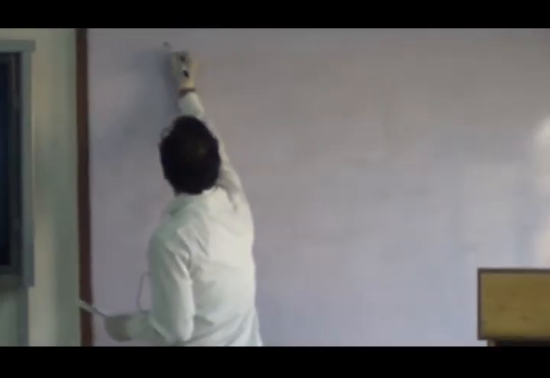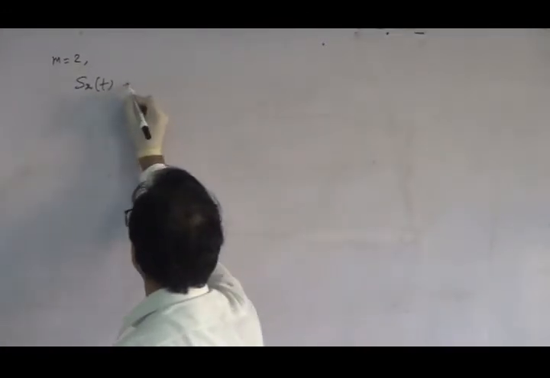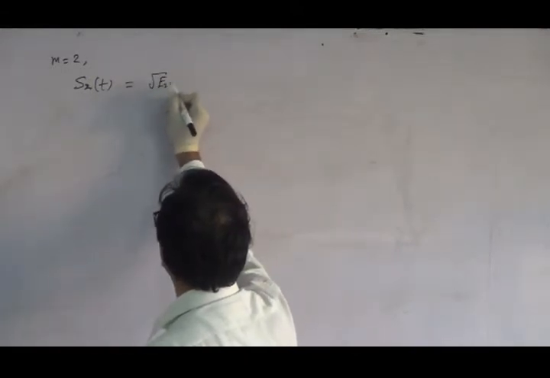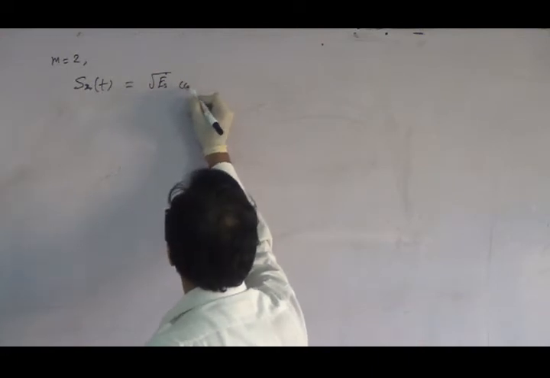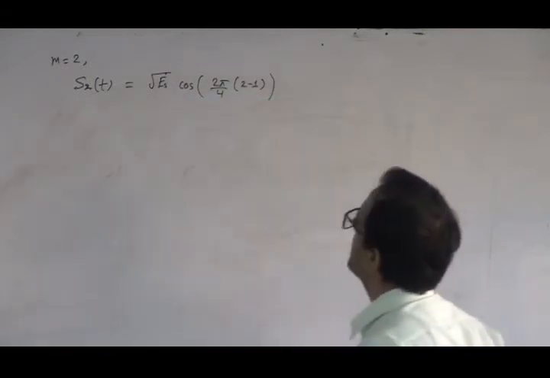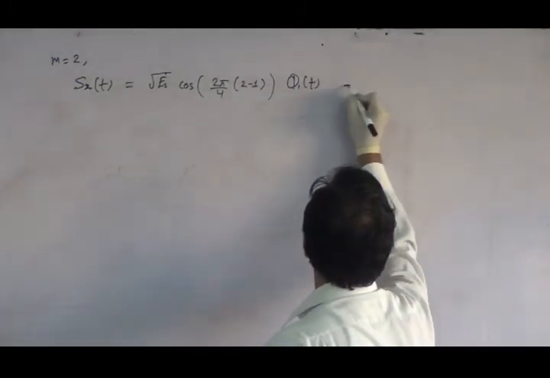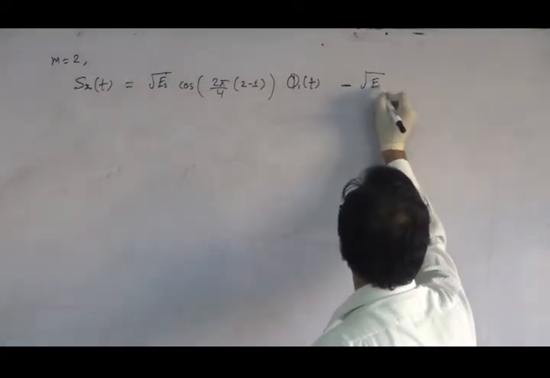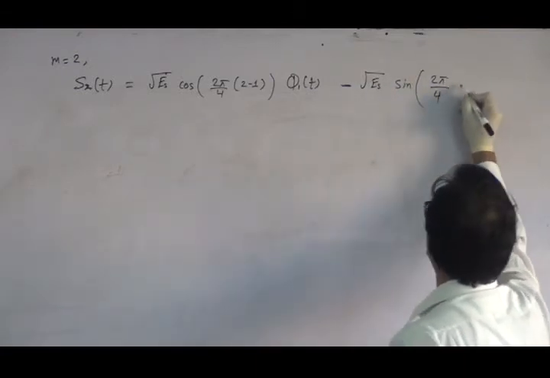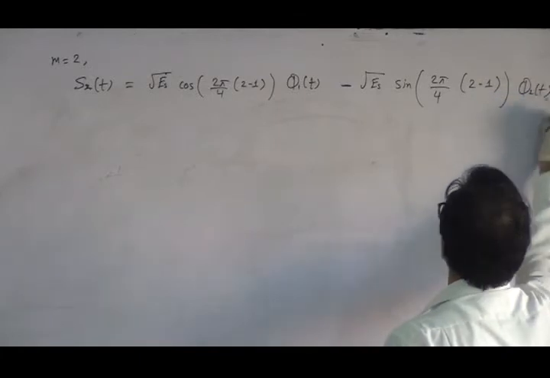When small index m is equivalent to 2, your modulated signal becomes S2 of t and it will be equivalent to under root Es cos of 2 pi by 4 times small 2 minus 1, phi 1 of t, minus under root Es sine of 2 pi by capital M equivalent to 4 and small m equivalent to 2 again, phi 2 of t, right?